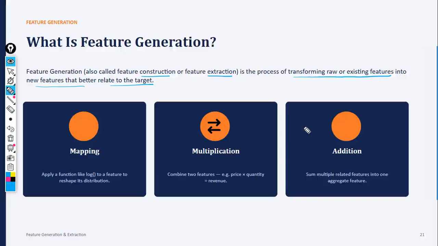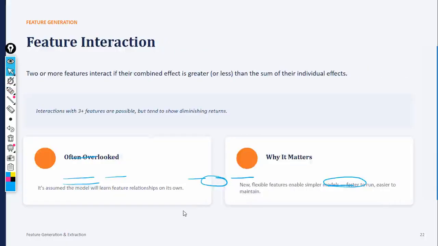What are the different points we need to conduct? First is mapping. Apply a function like log to a feature to reshape its distribution. Second is multiplication. Combine two features like price and quantity, and we can create a new feature that is revenue. Then addition, sum multiple related features into one aggregate feature. So we can also have a feature which is an aggregation of multiple features related to that particular feature. This is nothing but a feature generation step.